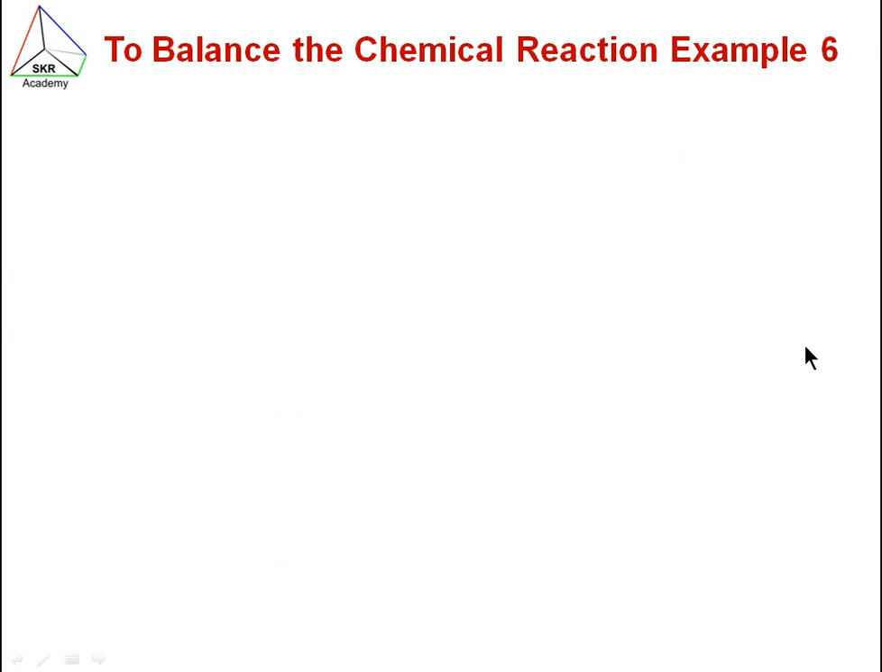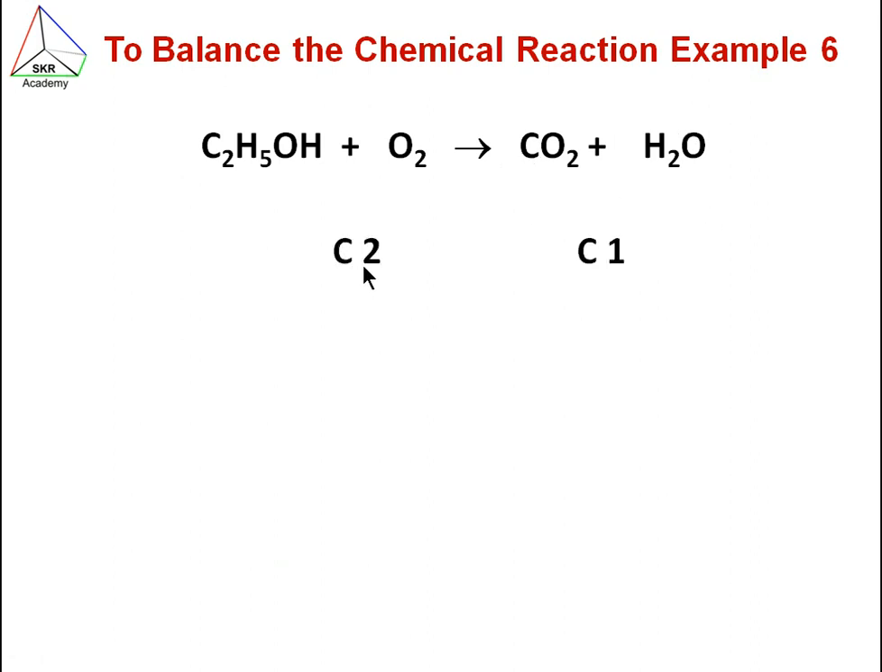Let's see one more and last example in this topic, where ethanol, ethyl alcohol, is oxidizing, or you can say burning, into carbon dioxide gas and water molecules. The total number of carbon on the left-hand side is 2 and on the right-hand side 1. The total number of hydrogen atoms on the left-hand side is 6 (5 and 1), and on the right-hand side total 2, and then the total number of oxygen on the right-hand side is 3 and on the left-hand side is also 3. So let's start balancing.